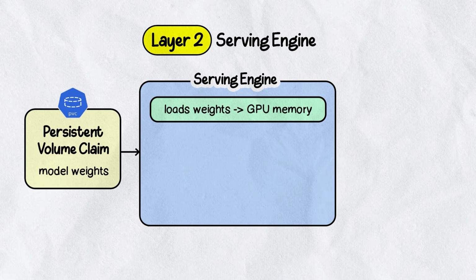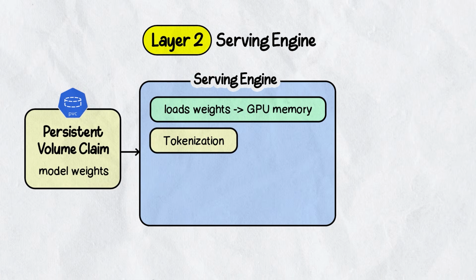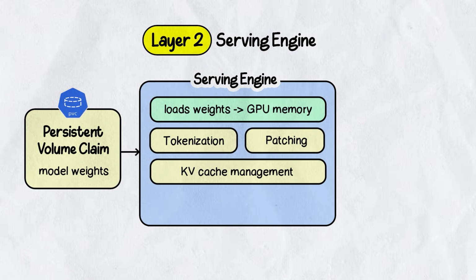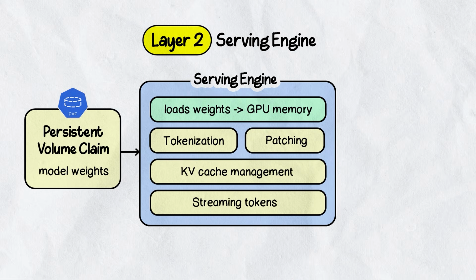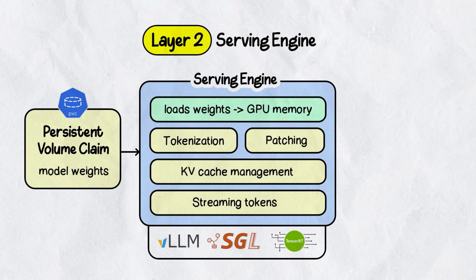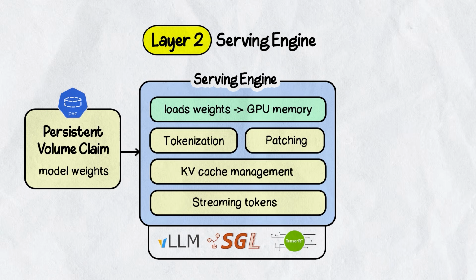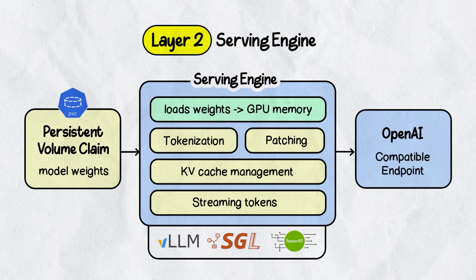The second layer is a serving engine. This is the runtime that loads those weights into GPU memory and handles everything that happens after. Tokenization, batching, KV cache management, streaming tokens back. In enterprise clusters, you might have heard about engines like vLLM, SGLang, TensorRT-LLM. They all have different optimization strategies, and each one runs as a container, exposes an OpenAI compatible endpoint, and gets wrapped by the same Kubernetes objects.